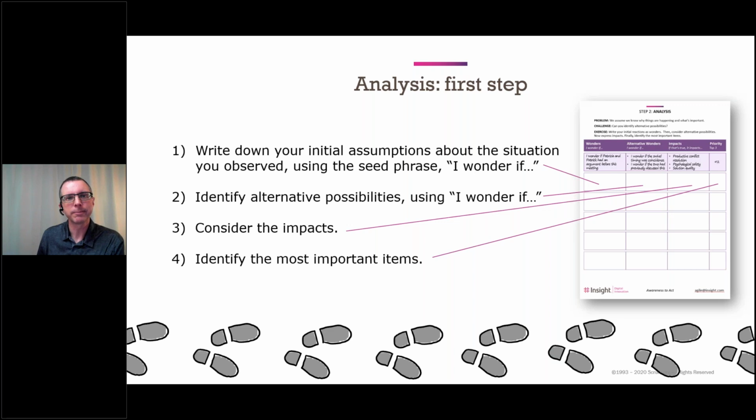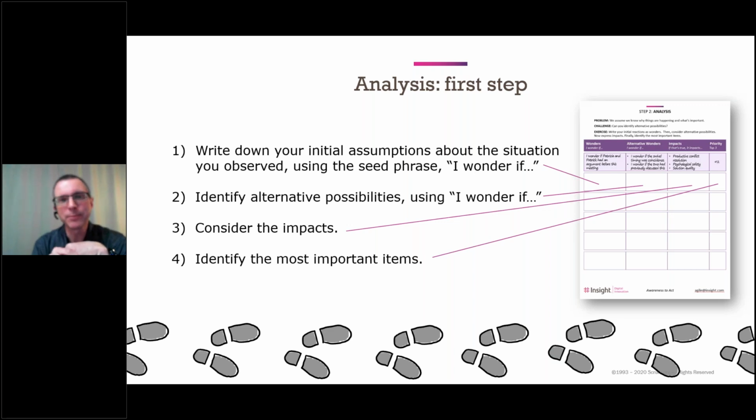Those are two examples. Once we've done that, what are some possible impacts of this? Things like maybe in this case, productive conflict resolution or psychological safety impacts. The solution quality might be lower because Patricia's not participating in the solution design discussion. I don't know. And again, you could go on for a while on that one. And finally, the priority. I know I'm flying. There's a lot of meat in here.